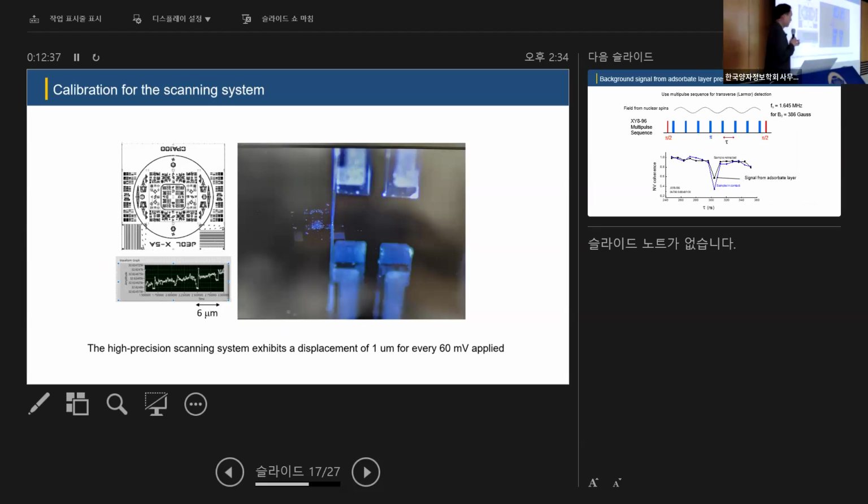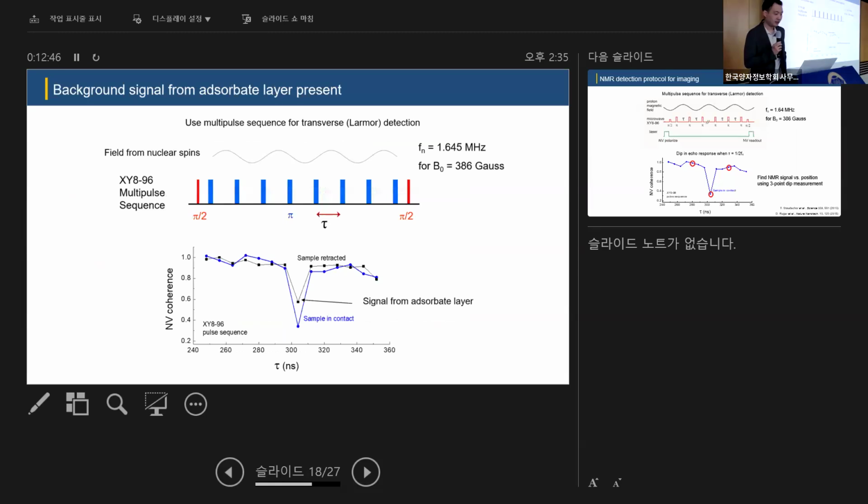Also, to calibrate the scanning system, we use an electron pattern sample with known dimensional information. Then now we want to do imaging. So for imaging, in the measurement sequence, we use the correct tau to match the Larmor frequency to the target nuclear spin, which in this case is 1.6 megahertz. Then we do this protocol as a function of position.